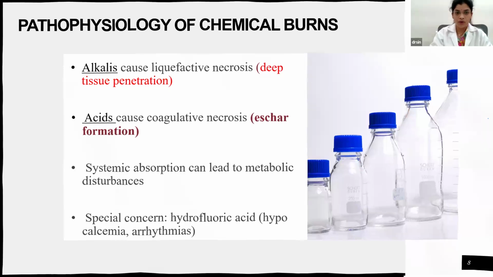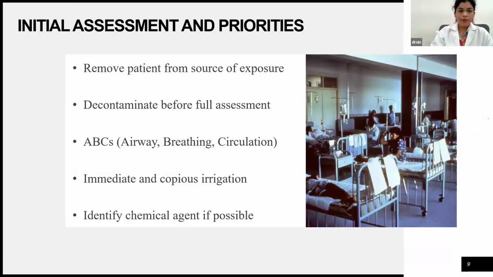Let's see more in detail about those things later. So coming to the initial assessment, first and foremost thing that we have to do to a patient who's gotten a chemical burn is to remove the patient from the source of exposure. And the next thing is we'll have to decontaminate before even full assessment. But while decontaminating, simultaneously ABCs should be assessed.